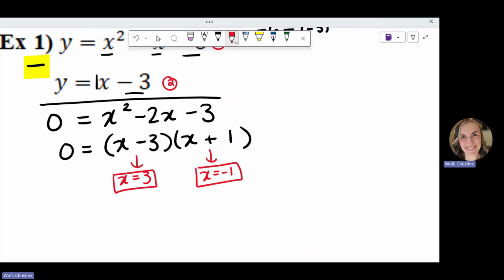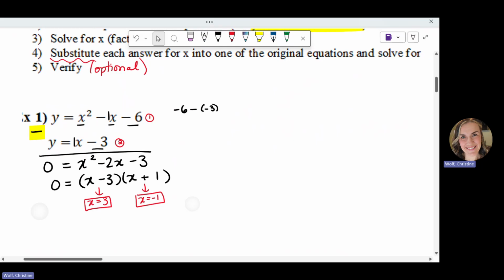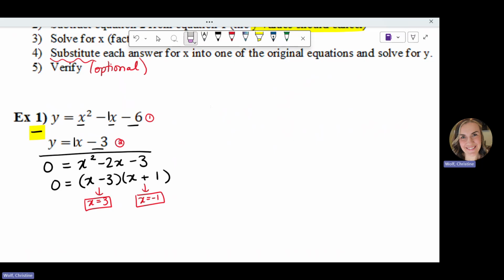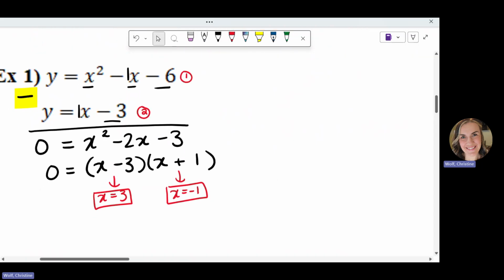We now need to find our y value for the coordinate, right? We need the points. So now I am at step number 4. Step number 4 is to substitute each answer for x into one of the original equations. It does not matter which of these two equations you plug into, it will give you the same answer. So I always recommend choosing the simpler one, which to me looks like number 2.